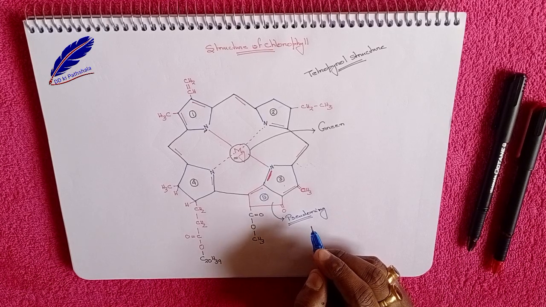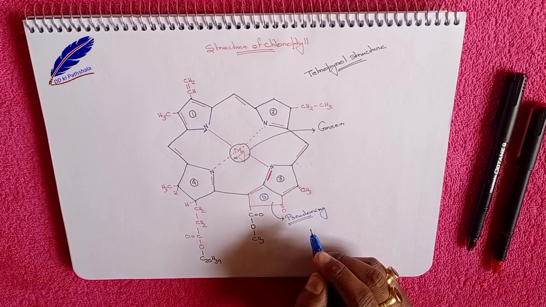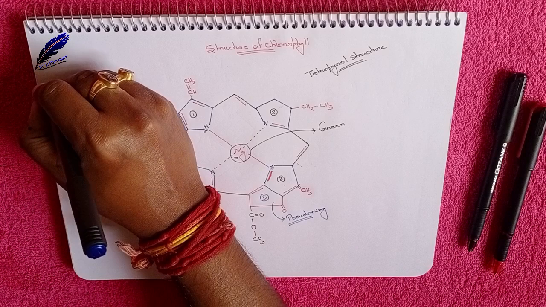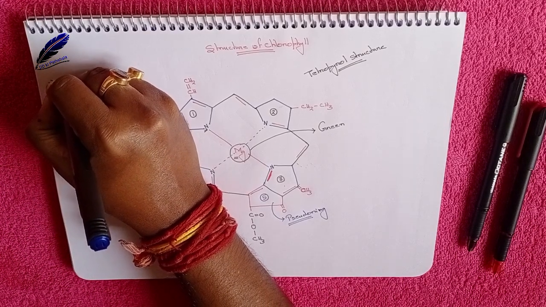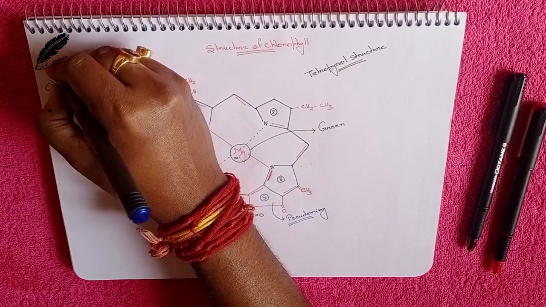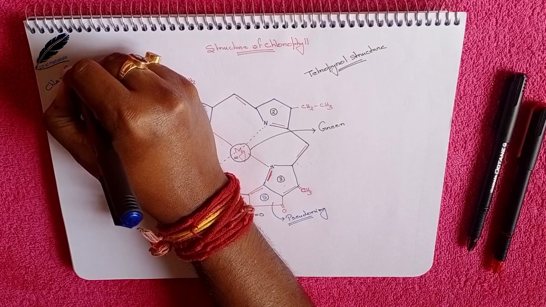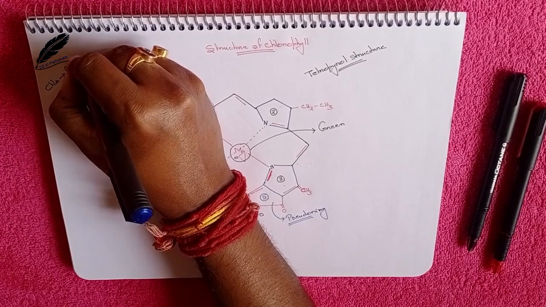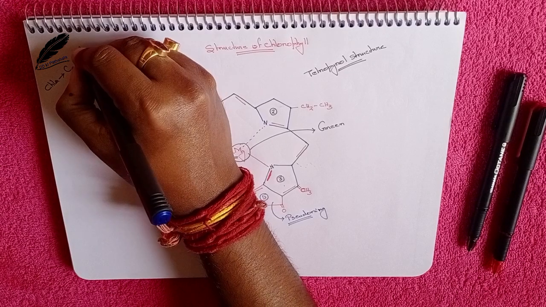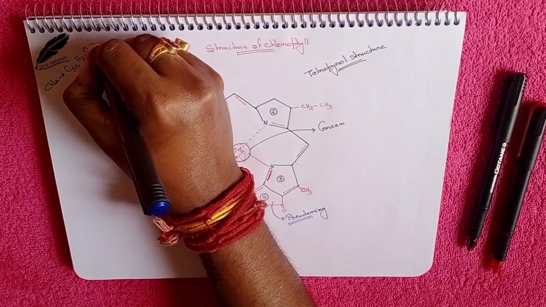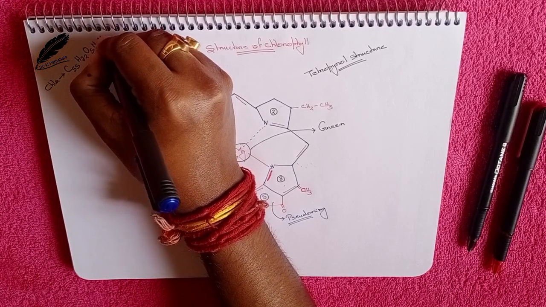Now, if we again recall the structure of chlorophyll A, which is C55H72O5N4Mg.